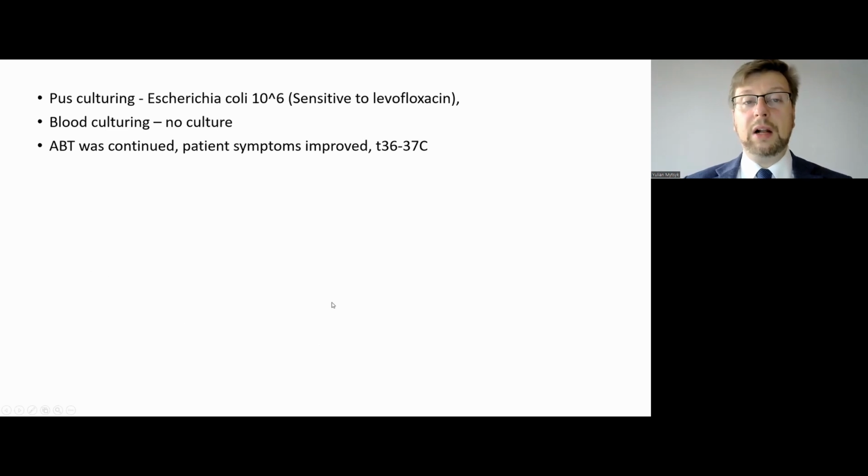In the result of pus culturing, Escherichia coli was found, sensitive to levofloxacin. Blood culturing showed no growth. Antibiotics were continued, and the patient's symptoms improved.